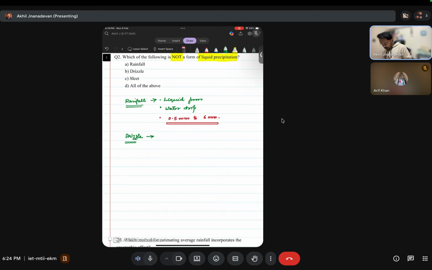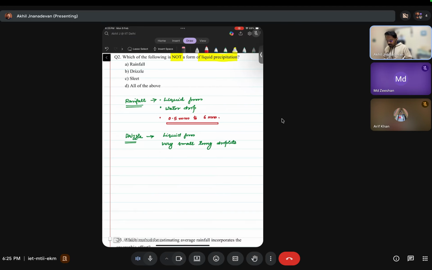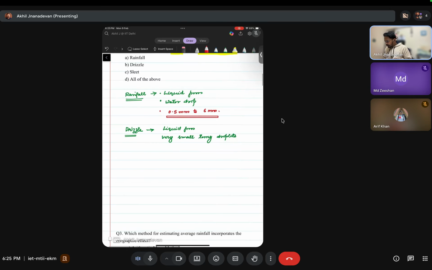So it is water droplets only. It is a liquid form only. This is also a liquid form, but it is of very small, tiny droplets. And here also, when you are looking at competitive exams and all, you have to be familiarized with the size.